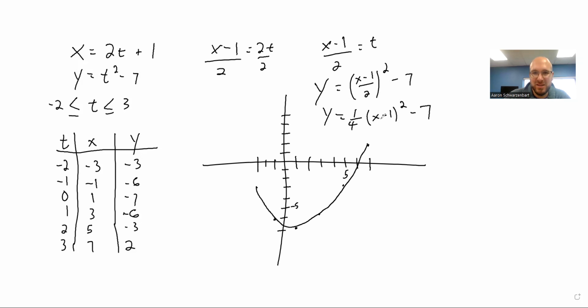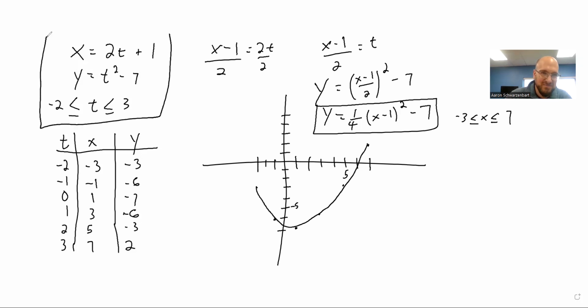That's an equation I'm kind of used to. Shifted right 1, vertex is -7. 1/4 is my a value. Okay. That's basic parametric equations. Rectangular form is this. I probably should define my x's go from -3 to 7. Parametric form is this over here.